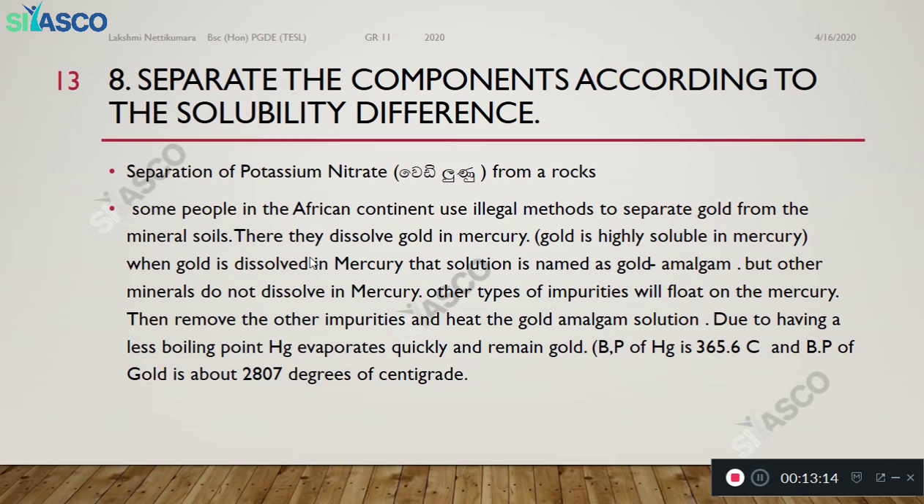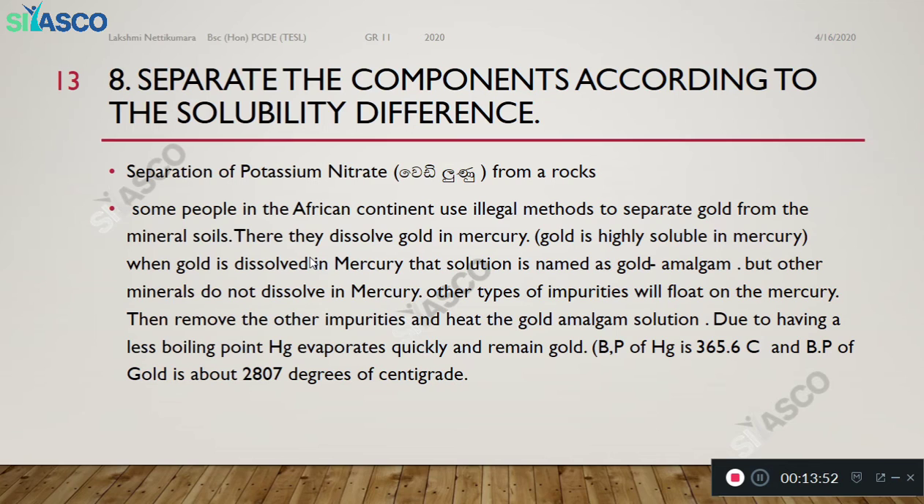It is believed that they followed some steps to separate potassium nitrate from rock particles. The method they used is, first they crushed the rock into smaller particles, then ground them until they got a fine powder. Then they added some water to make a solution and let the solution boil. Why did they boil this? Because potassium nitrate will dissolve in hot water.